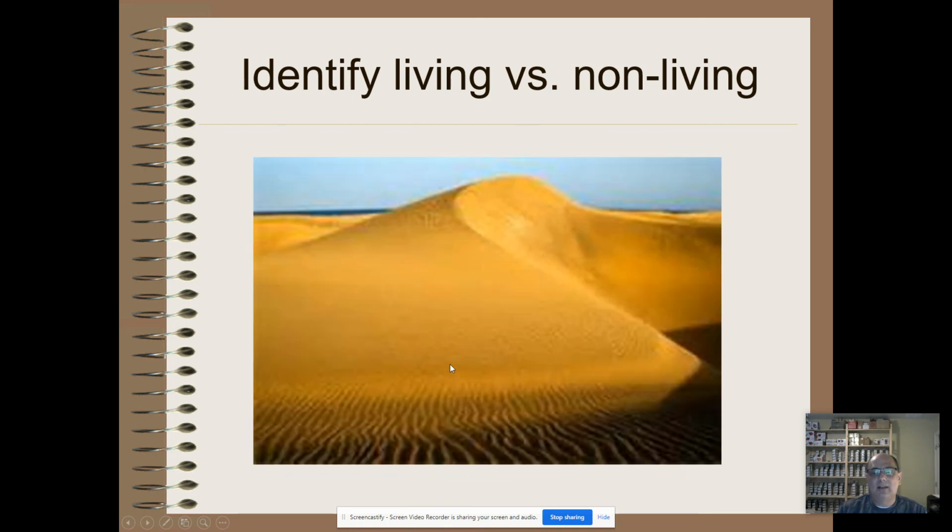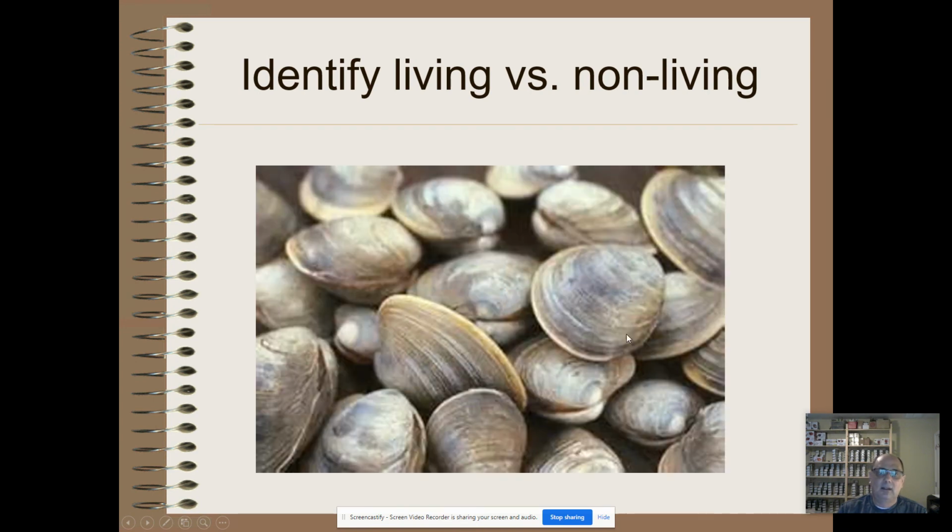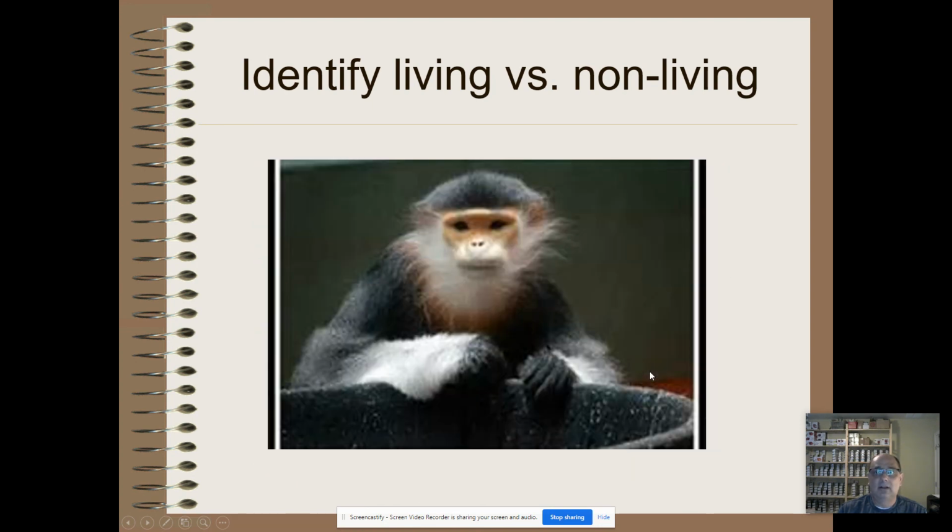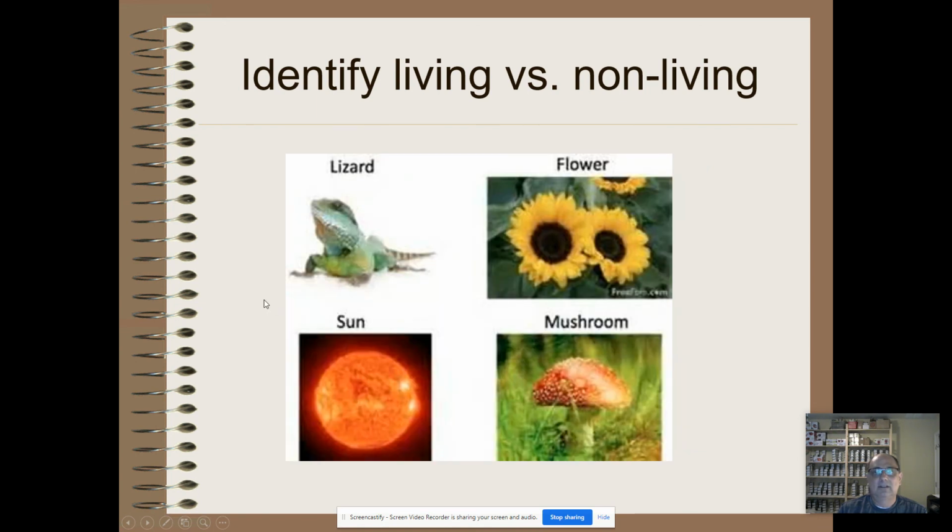Identify as living or non-living. Okay, this is the sand of a desert. Are sand crystals made of cells? No, they're not. So it's non-living. Clams. Again, I'm talking about the organism that lives inside the shell. Are they living or non-living? I would say living. Monkey. Again, is it made of cells? Yes, it's living. Lizard, flower, mushroom. So we can decide for which one of these is living and non-living.